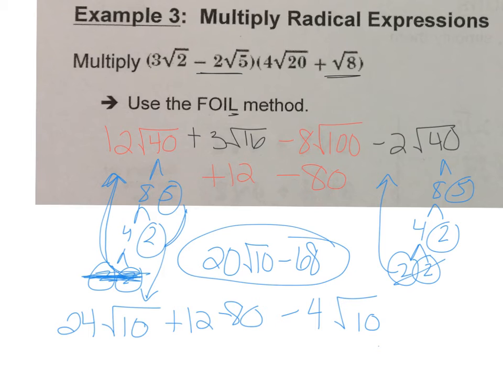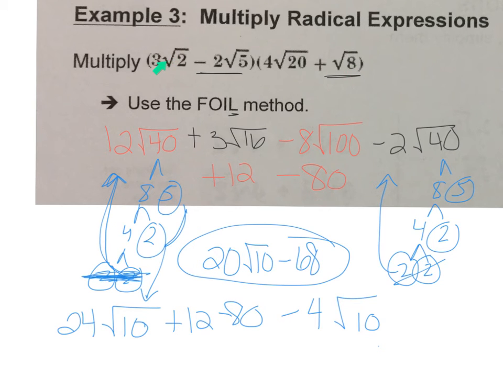It's not always going to tell you to use FOIL on these multiplying radical expressions. You have to know if you're going to use FOIL or regular multiplication or distribution. And so we have, in this case, a binomial times a binomial. So that's how I know that we're going to use FOIL.